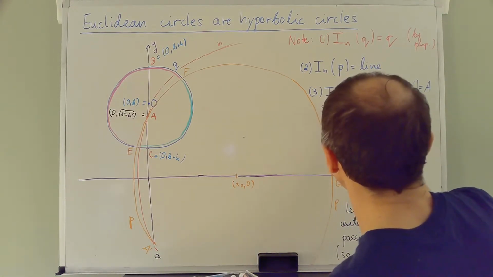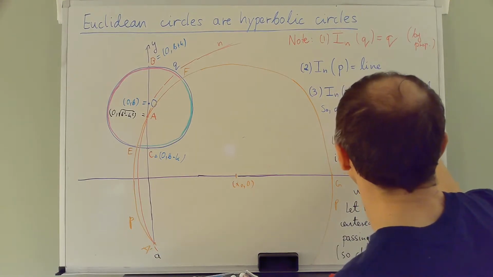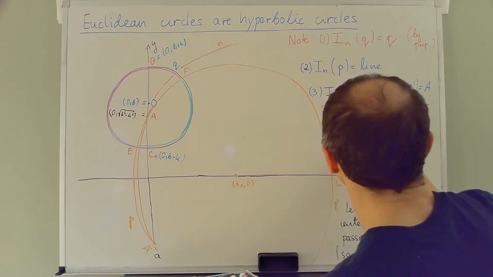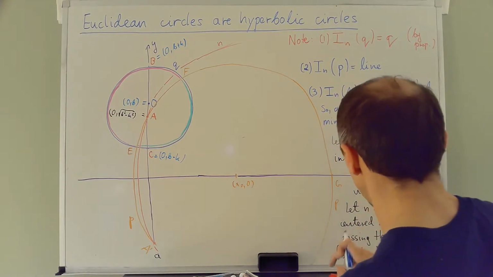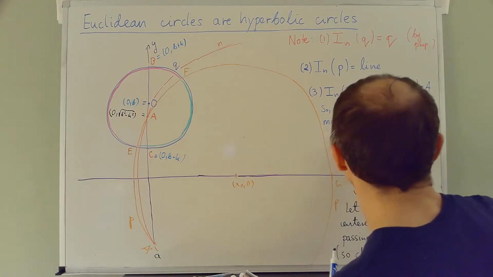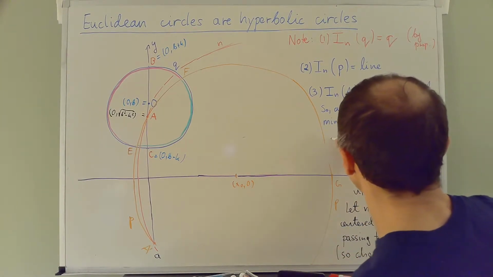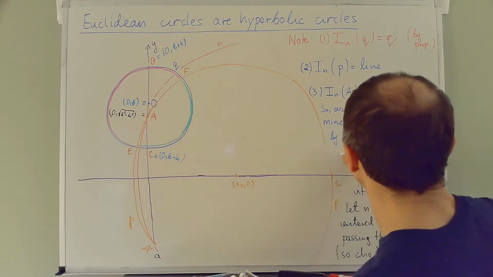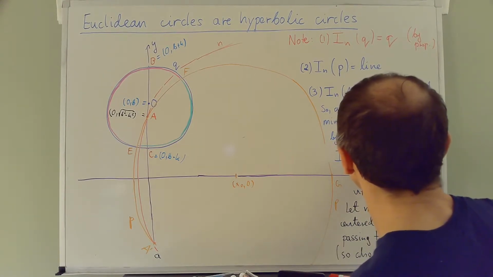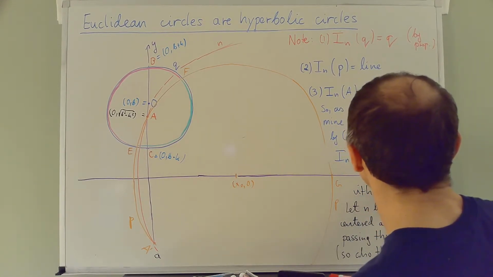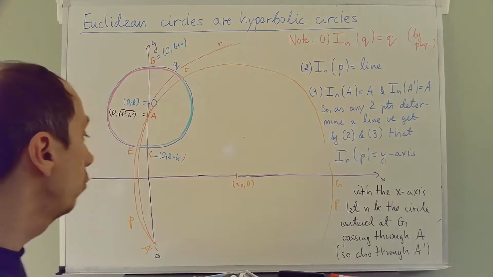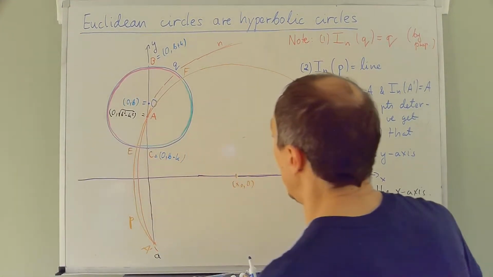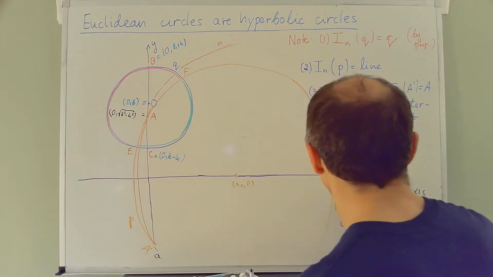So as any 2 points determine a line, we get by 2 and 3 that the image of P is the y-axis. It's the line that passes through A and A prime. Okay, what else do we know?